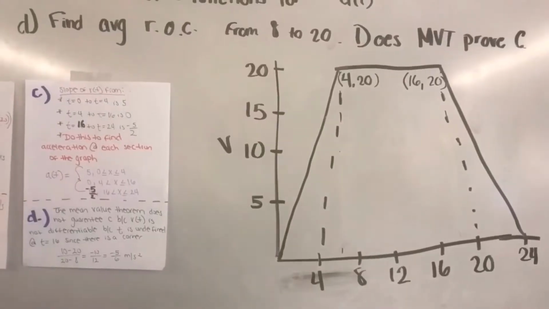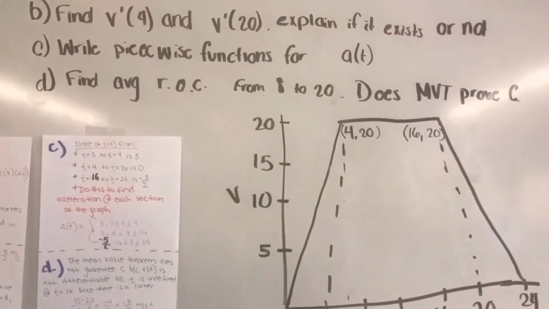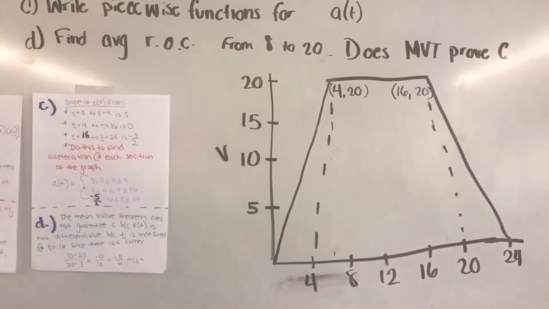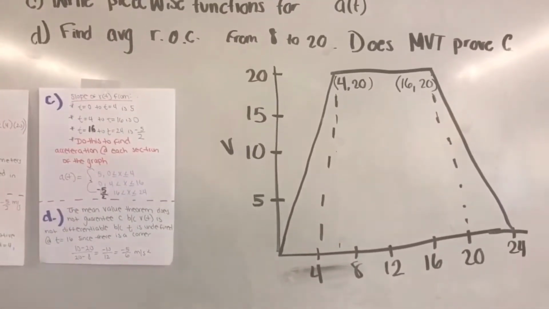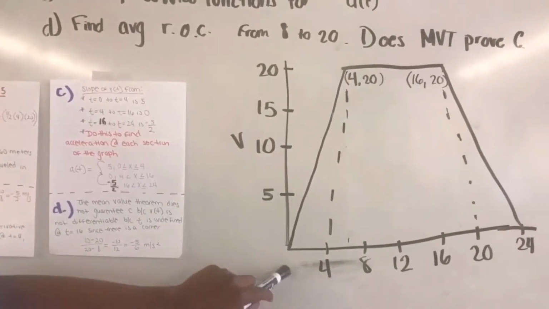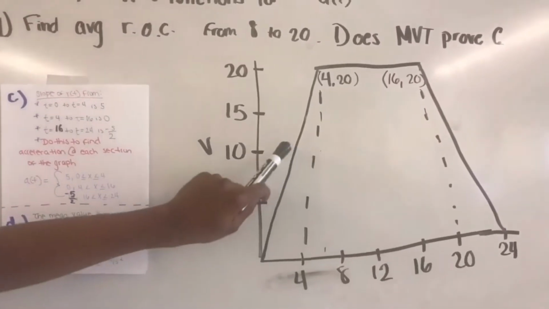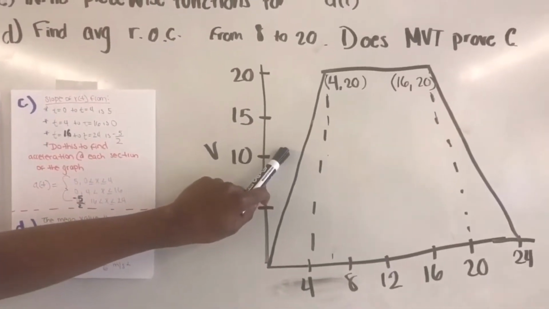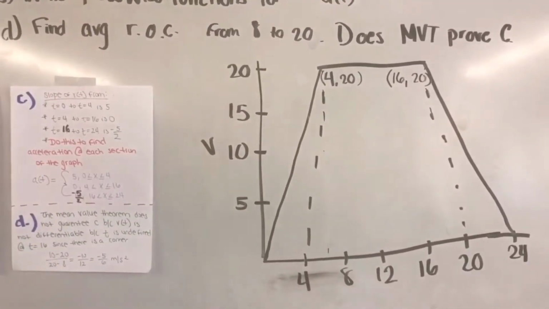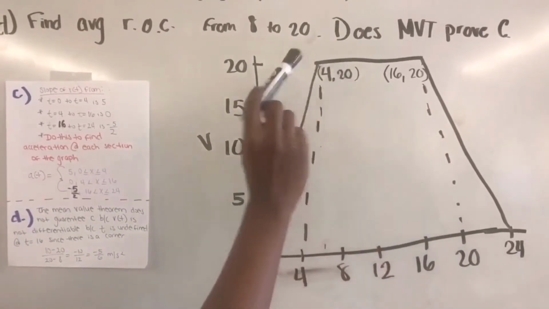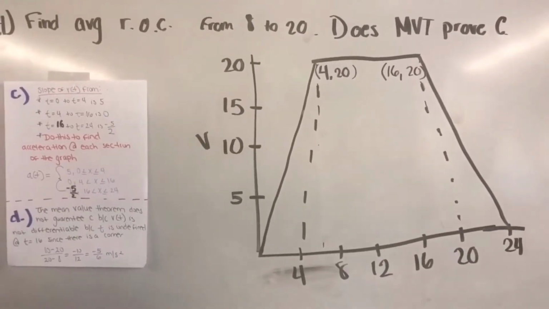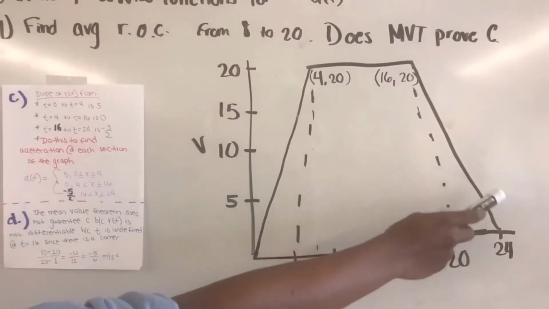So in part C, it asks us to write the piecewise function for a of t. In order to do this, we need to find the acceleration at each section of the graph. From 0 to 4, the slope would be 5 meters per second squared. From 4 to 16, the slope would be 0 since it's horizontal. And from 16 to 24, it will be negative 5 over 2.